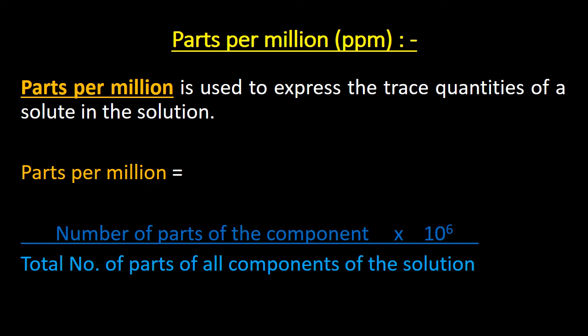Let us know what is the meaning of parts per million, that is ppm. Parts per million is used to express the trace quantities of a solute in the solution. This is given by the following expression: parts per million is equal to number of parts of the component into 10 to the power 6 divided by total number of parts of all the components in the solution.